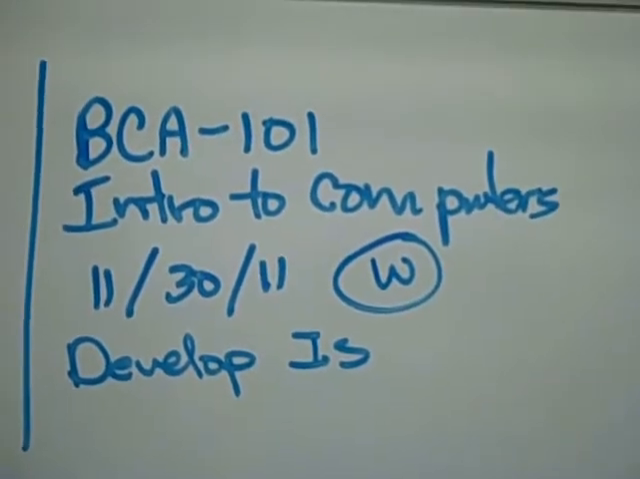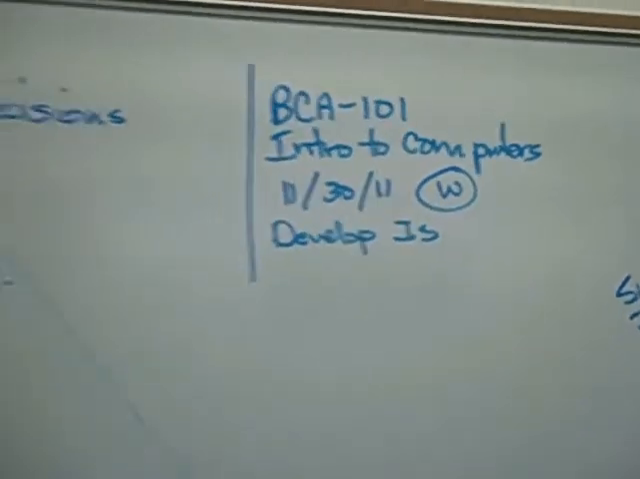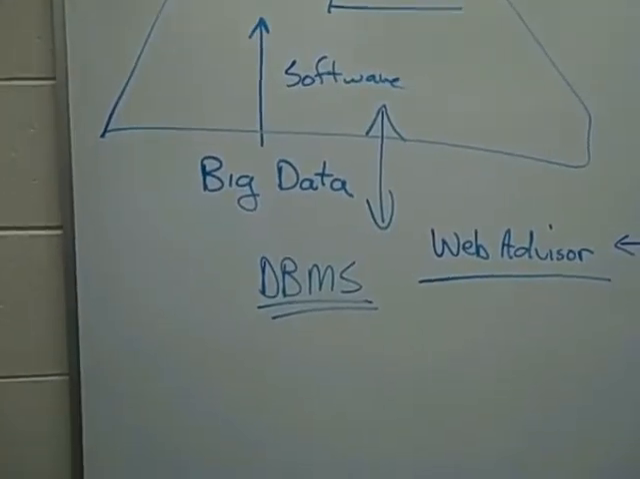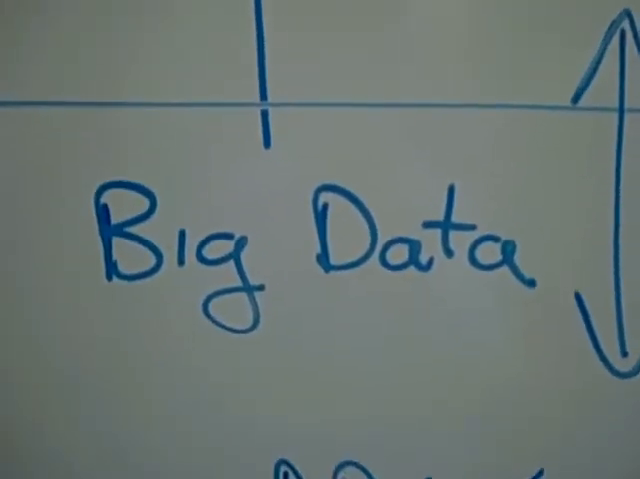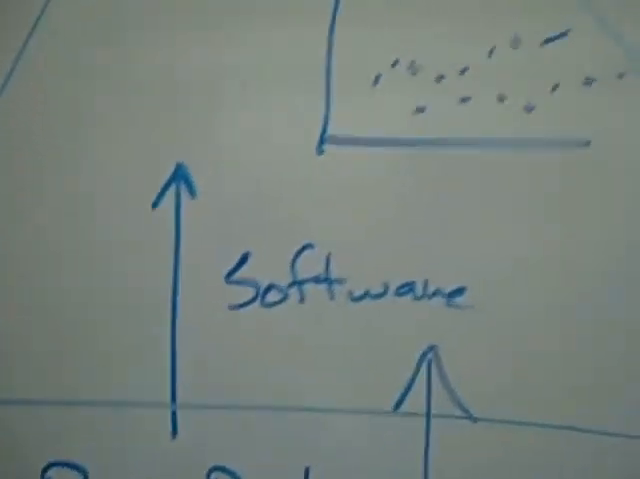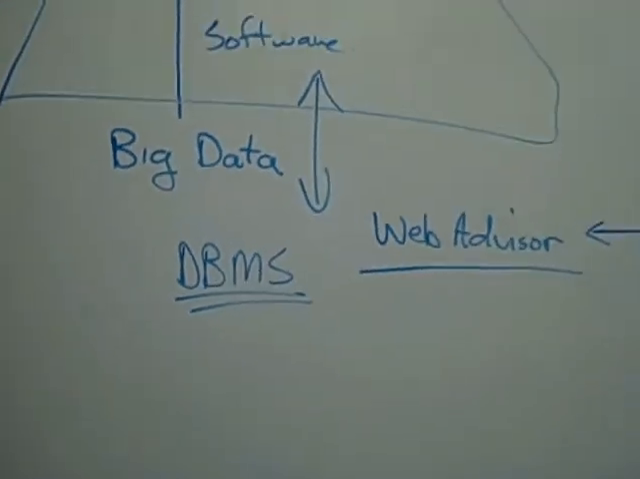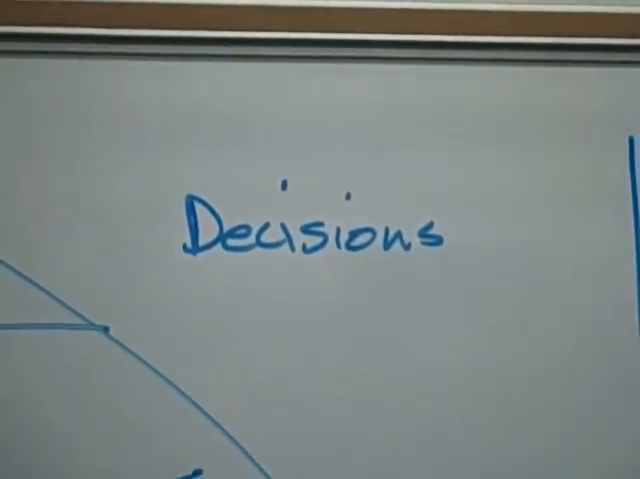This is BCA-101. We listened to a little bit of a podcast, actually, from public radio about big data. It talks about how that's being used, and it was interesting. And then we talked about the algorithms or the software that allow us to pull out of that data valuable information that allows us to make decisions.